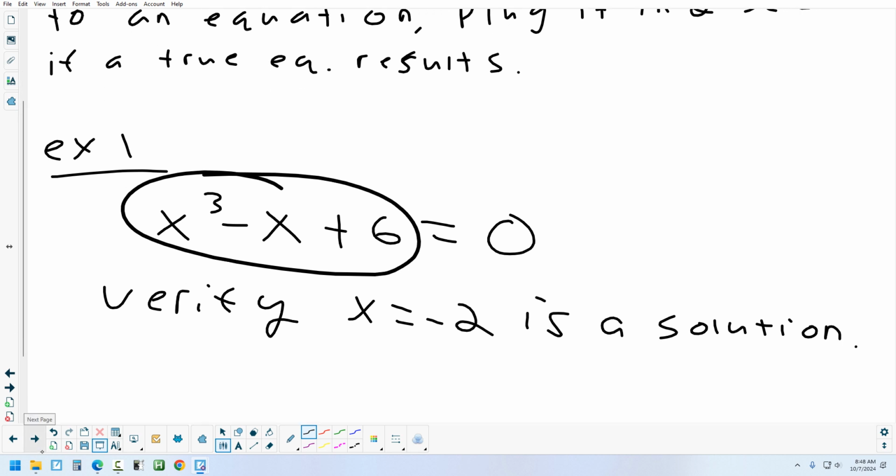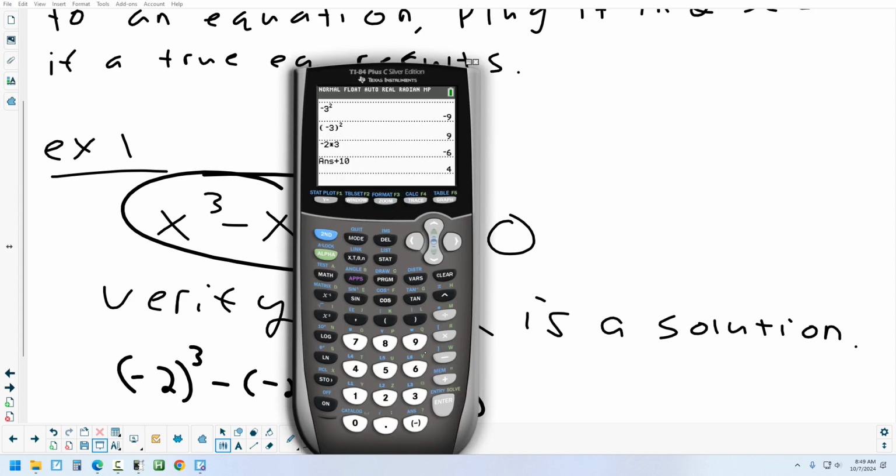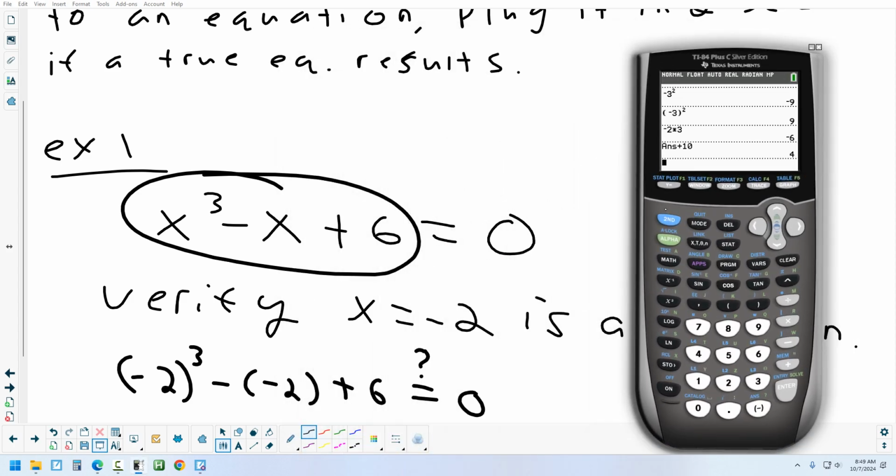So whenever you plug in a number, you should always put it in parentheses. And I'll show you on the calculator what happens if you don't. Okay, I'm going to put a question mark above that equal sign because we don't know. That's what we're trying to figure out. Okay, when you cube -2, what should you get? -8. Yeah, you should get -8.